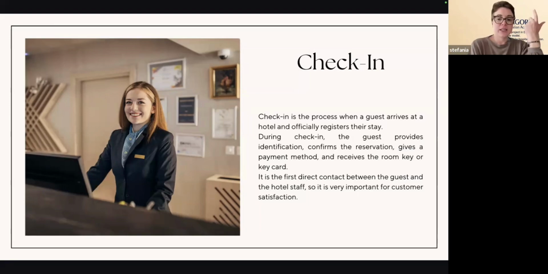So check-in is the first contact between the guests and the hotel staff. As I said the last time, you remember that a guest has a 7 seconds first impression. So the check-in is very important. It's the first service the guest experiences in the hotel.